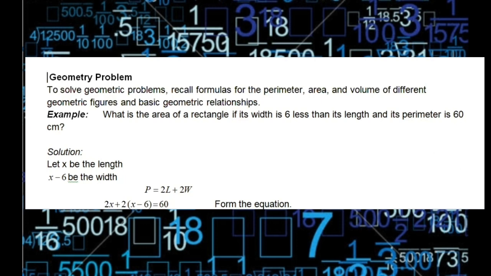Volume, area, perimeter. Problem. What is the area of a rectangle if its width is 6 less than its length and its perimeter is 60? Hinahanap mo yung area, pero ang given mo dito ay perimeter. May computation na ng perimeter which is 60 centimeters. So, para makuha natin yung area, kailangan malaman natin yung dimension ng rectangle. Ano bang sukat ng dimensions nila? Pero may binigay lang na representation dito. If its width is 6 less than its length.